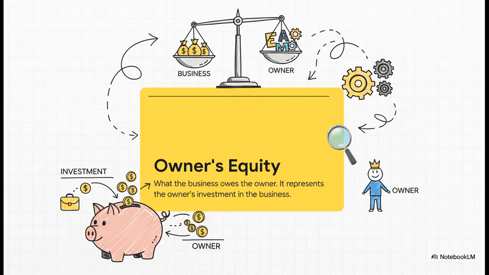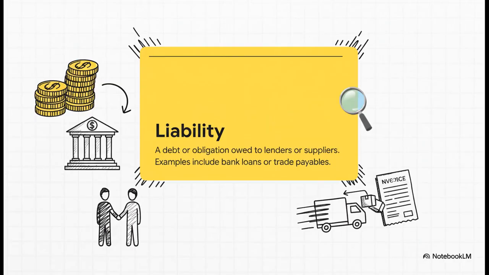Okay, next up is owner's equity. Now, this one can feel a little weird at first, I get it, but all it is is what the business owes back to its owner. It's basically a record of the owner's investment in the business, the money they personally put in to get the whole thing off the ground. And the third piece of the puzzle? Liabilities. This one's pretty straightforward. These are just the debts the business owes to other people, anyone who is not the owner. So think a bank loan or money you owe a supplier for stuff you bought.